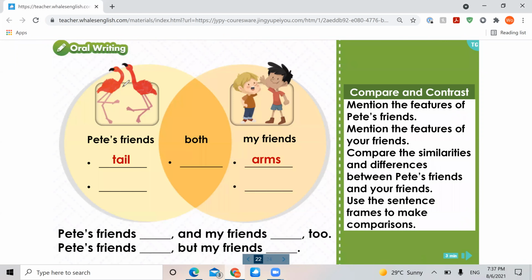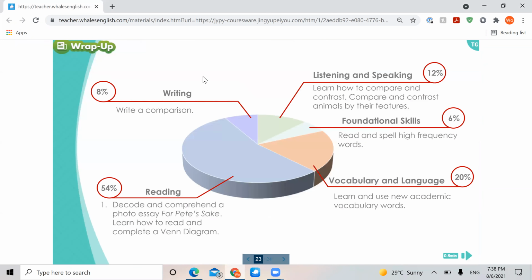Now, I want you to tell me how Pete's friends and your friends are different, and how the both of you are alike. Great. Pete's friends have tails, but my friends have arms. Can you tell me something else that makes the both of you different? Well done. That was amazing.